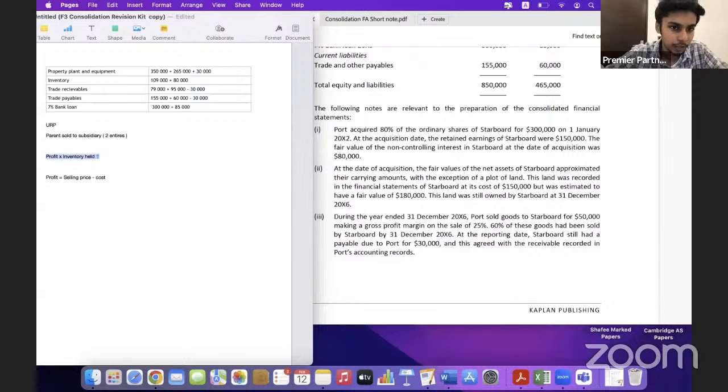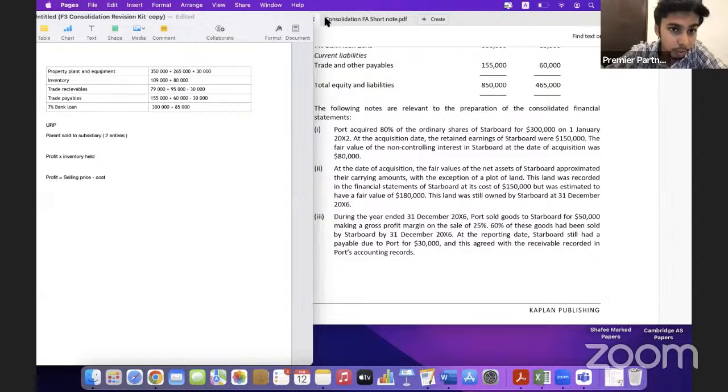Okay. Now, normally, guys, there can be two situations. Parent selling to subsidiary, that's this. Or subsidiary selling to parent. Don't worry, I will cover both situations for you today. Parent selling to subsidiary and subsidiary selling to parent. So regardless, first you sit and calculate the URP. So guys, how to calculate URP? Profit into inventory held. Now guys, look at this one. 60% has been sold. Now we are not worried about what we sold.